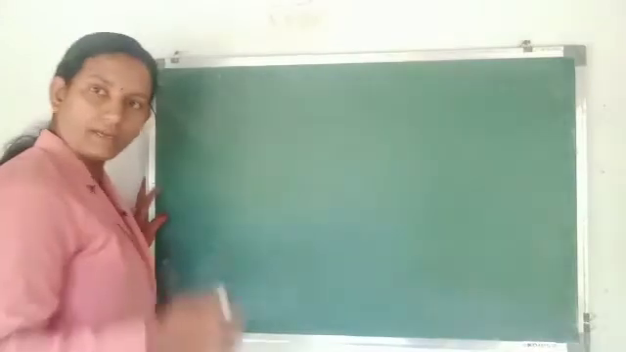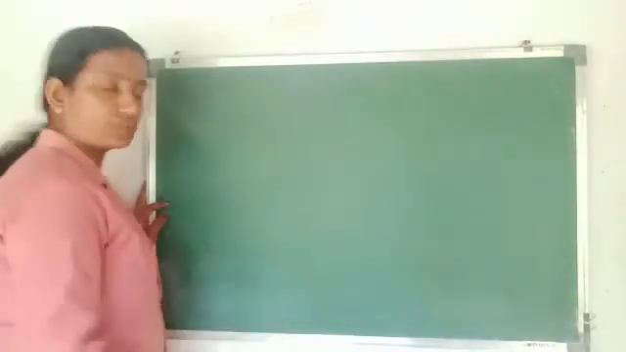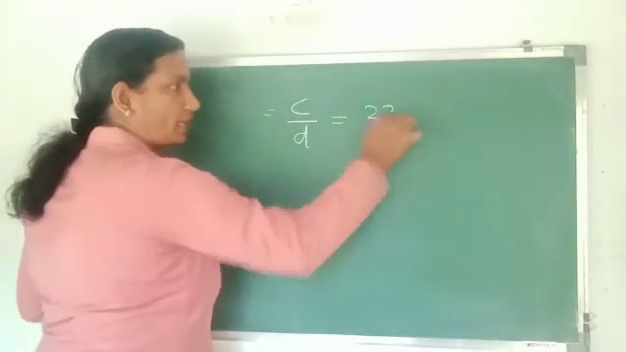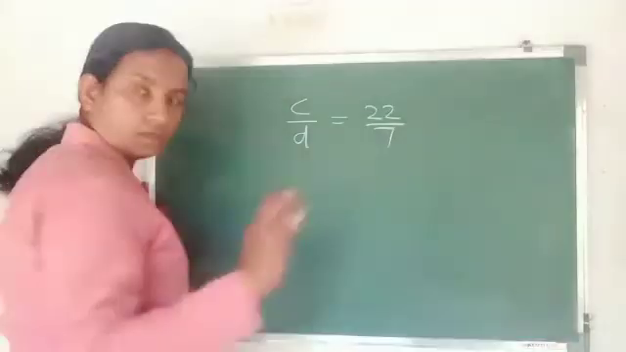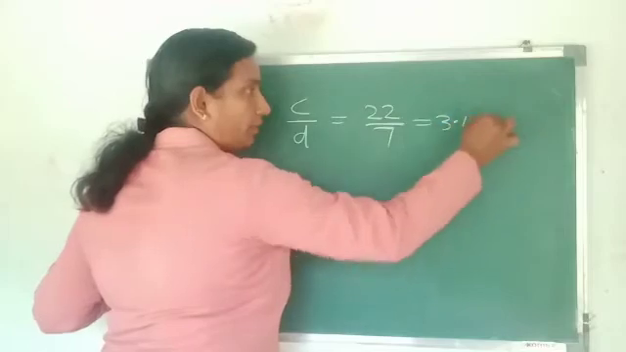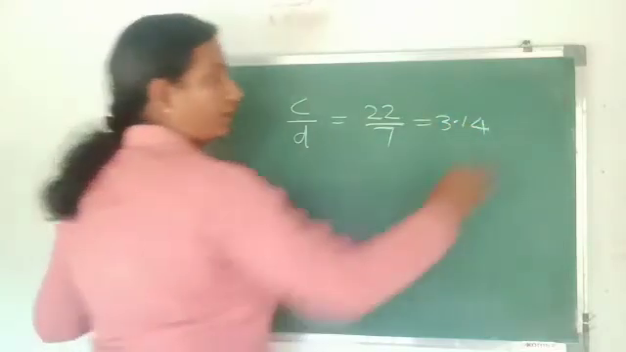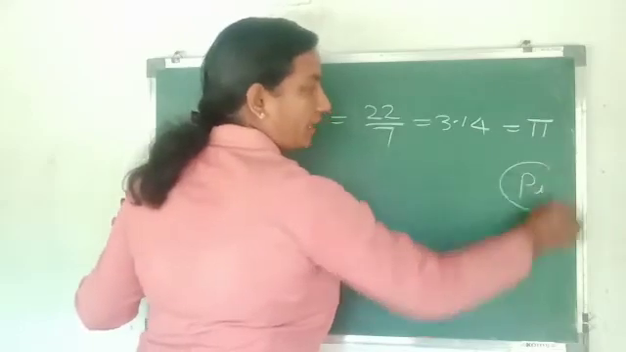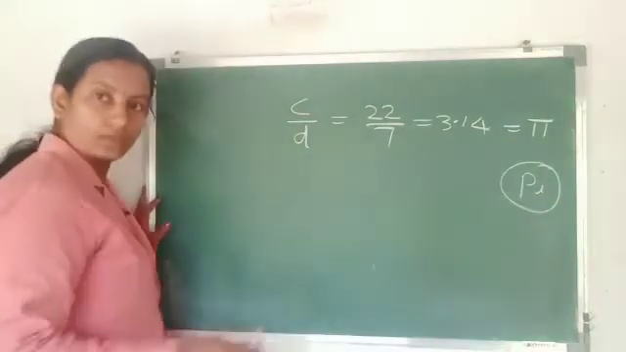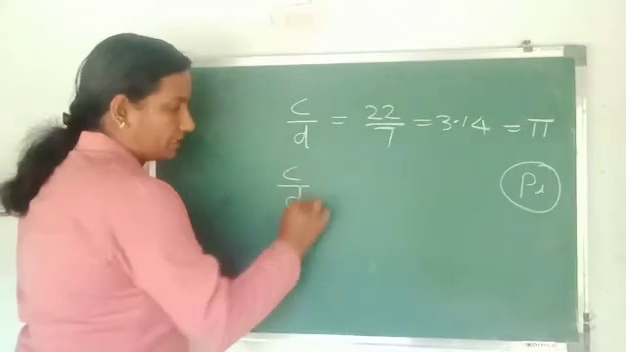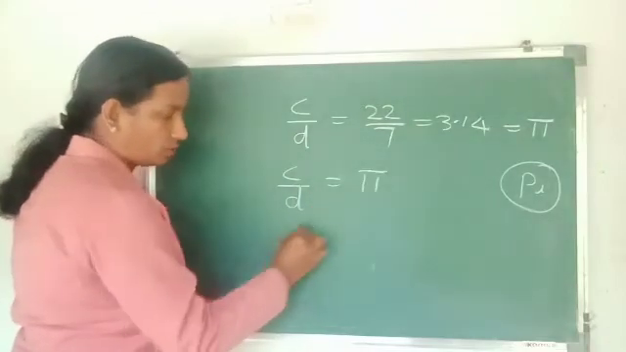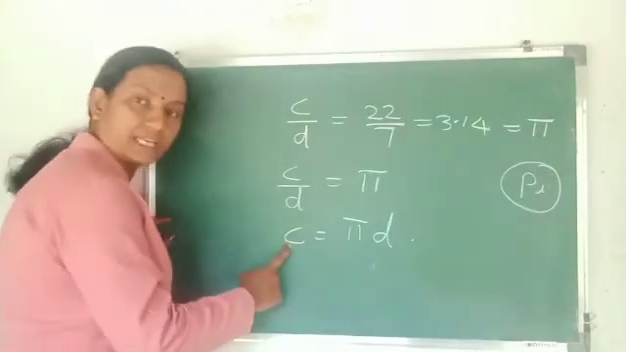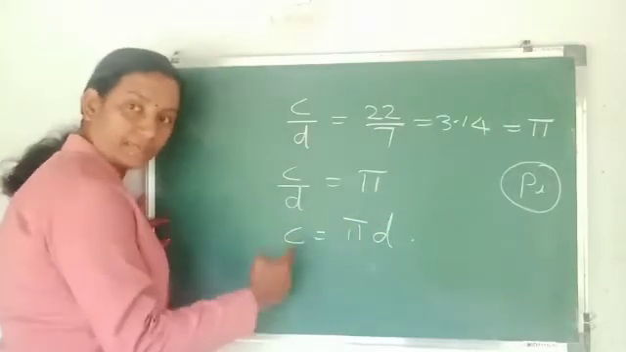Okay. In each case, the ratio of circumference to diameter, that means C by D, is constant. It is equal to 22 by 7, which is also equal to 3.14. This constant ratio is denoted by pi, read as P-I, pi. Therefore, C by D is equal to pi. Therefore, C is equal to pi D. C means circumference, equal to pi D.